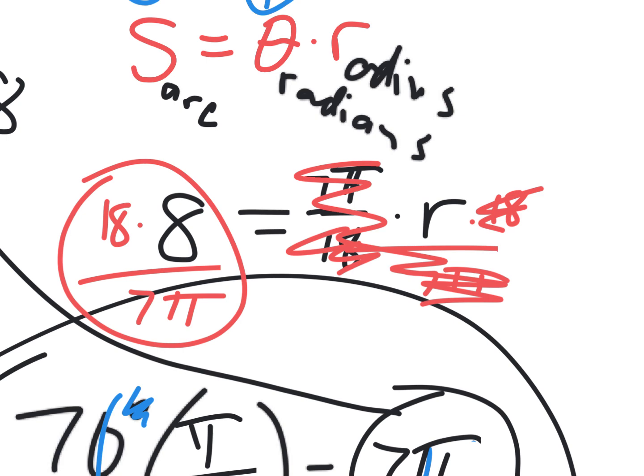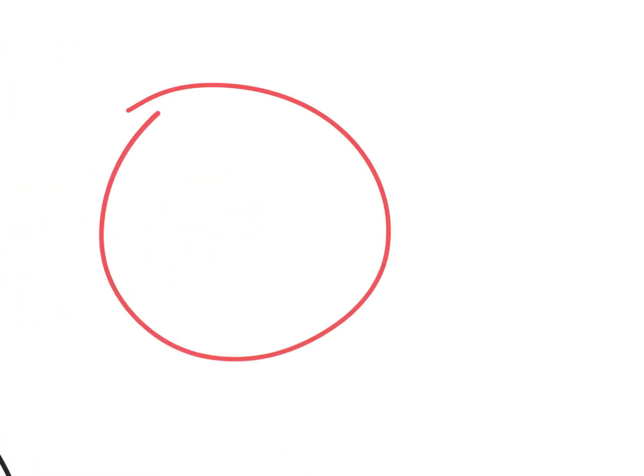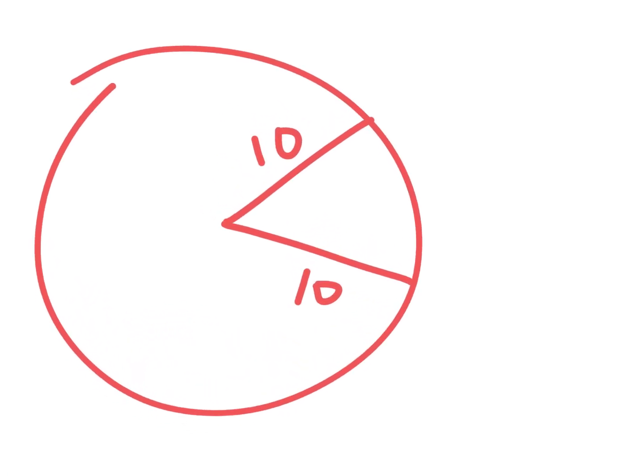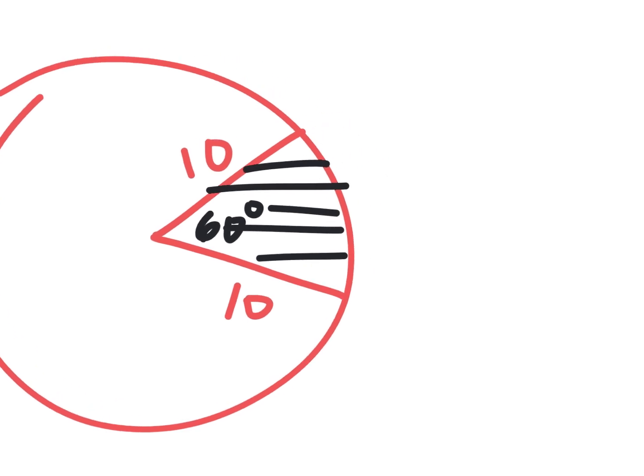Okay. One more. Sector of a circle. Say the radius is 10 this time. Say the angle is 60 degrees. What's the area of the sector?